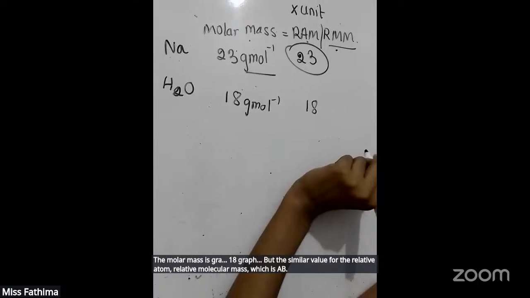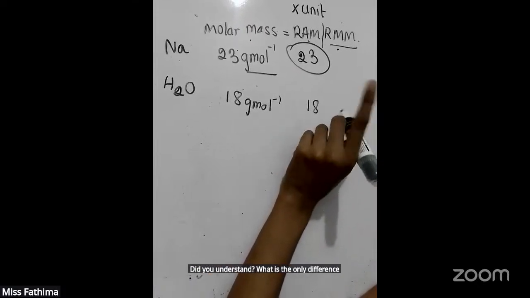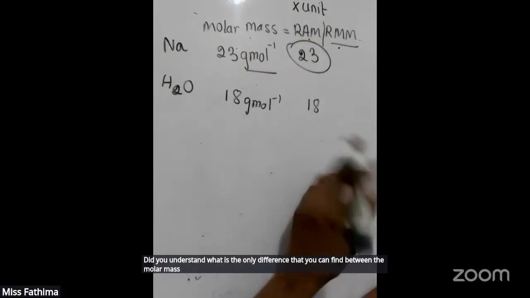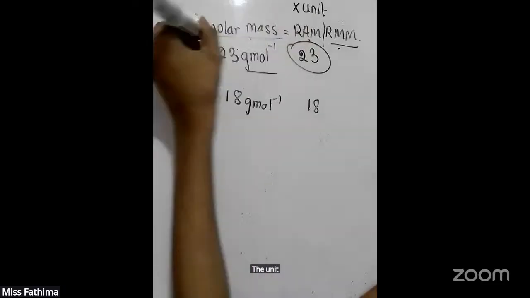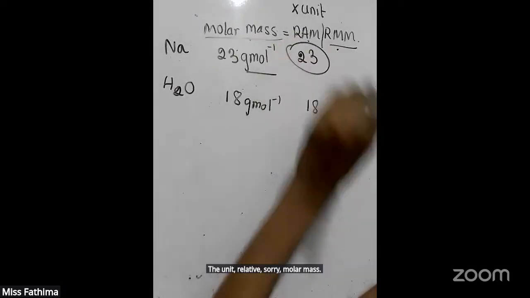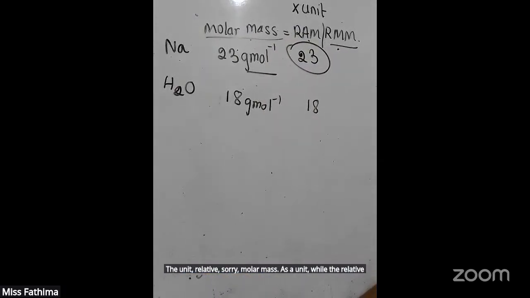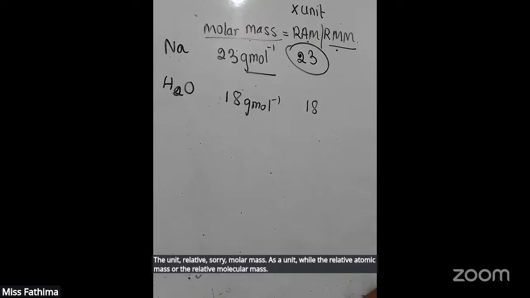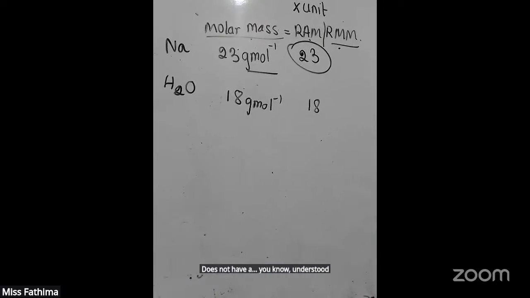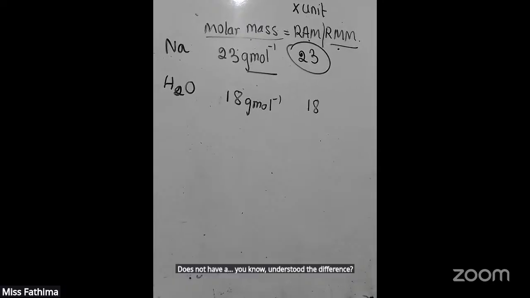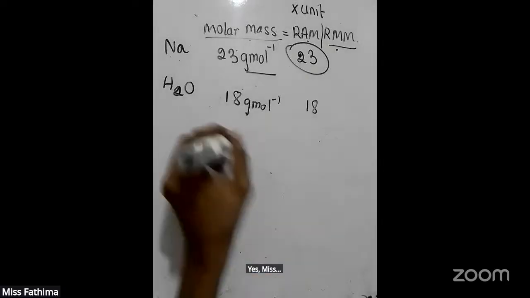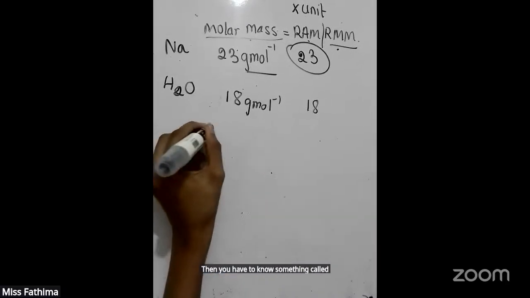Did you understand what is the only difference that you can find between the molar mass and the relative atomic mass or the relative molecular mass? The unit. Molar mass has a unit, while the relative atomic mass or the relative molecular mass does not have a unit. Understood the difference? Yes, miss.